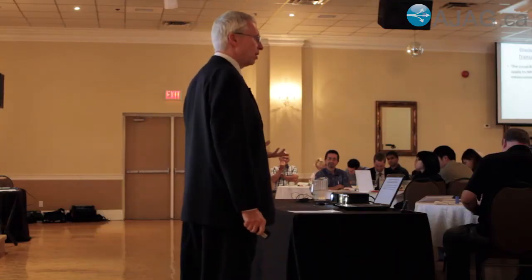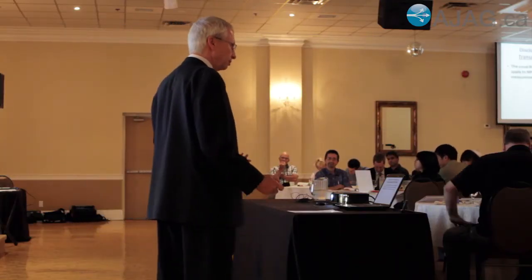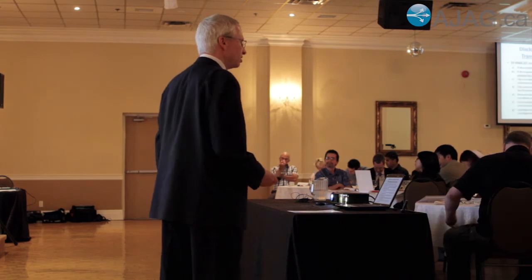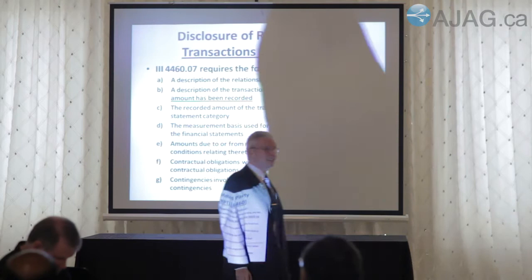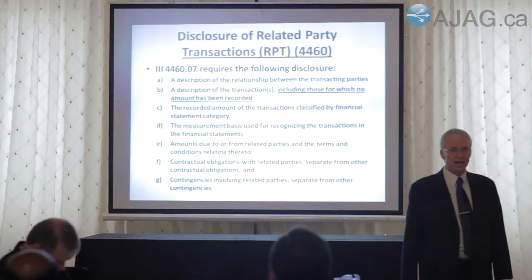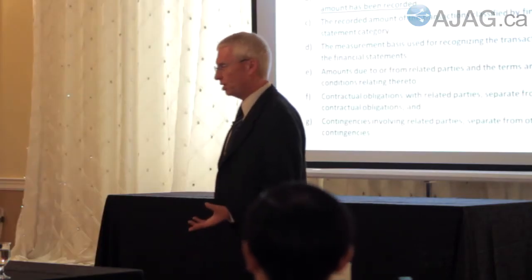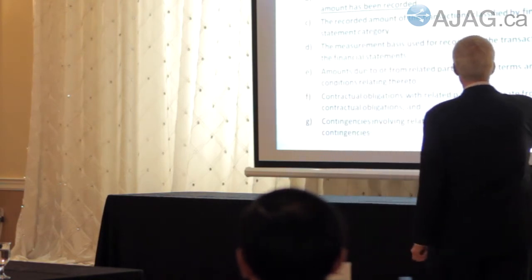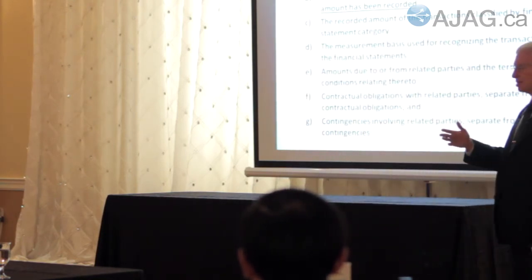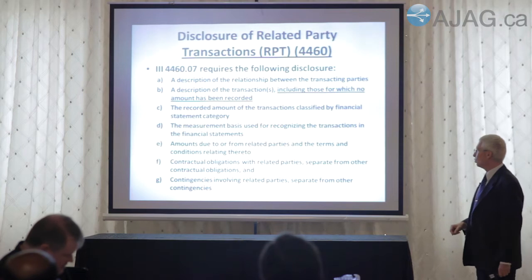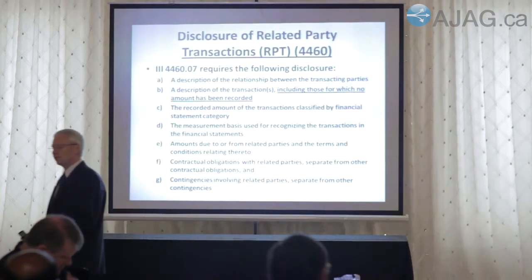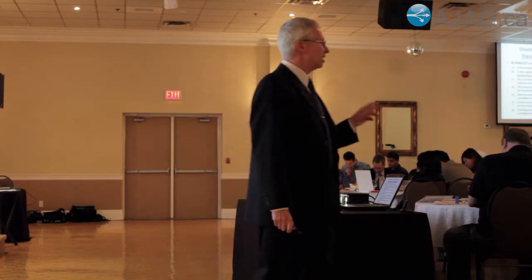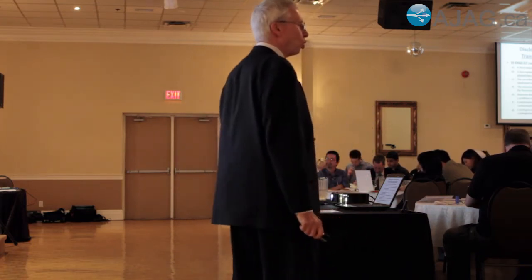We're going to make sure that you put everything in that tells people what related party transactions you've had. And if we look at the list of things that is required to be disclosed, it's exactly the same list that you'd find in the ASPE handbook in that section 3840. I'm not going to read through the whole thing, but I want to talk about some of the highlight areas. If you look at B here, I've underlined this one area because they want a description of the transaction, and notice that they're talking about including things where no amount has been recorded.